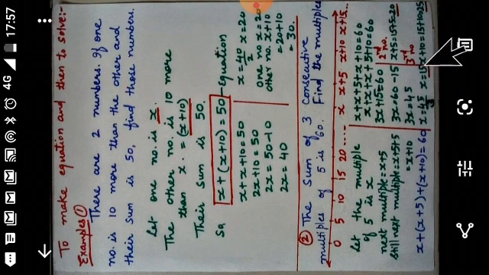The first number is x equal to 15. Now let us see the second number. The second number is x plus 5. So x plus 5 equals 15 plus 5, that is 20. And the third number is x plus 10 equals 15 plus 10 equals 25. So the three numbers are 15, 20 and 25.